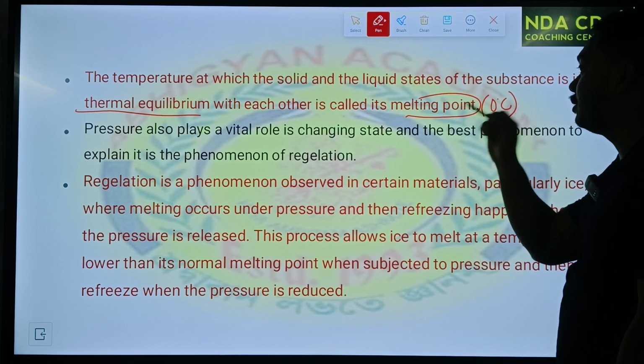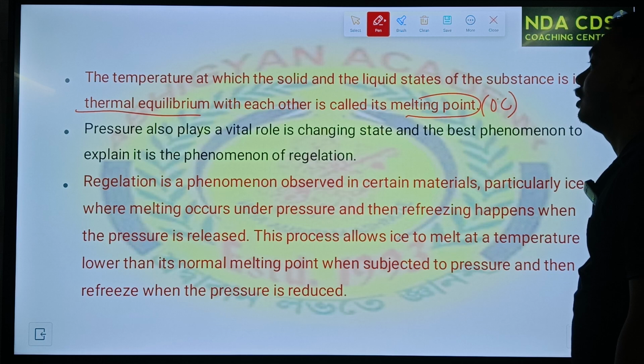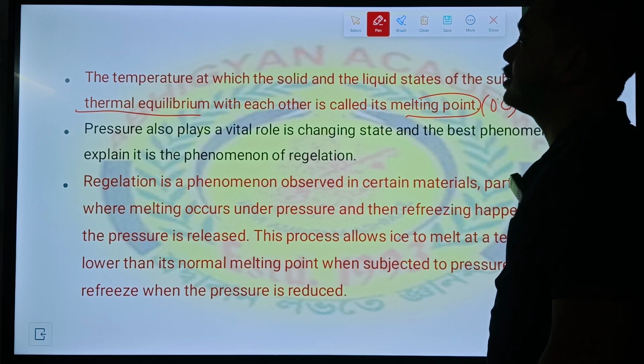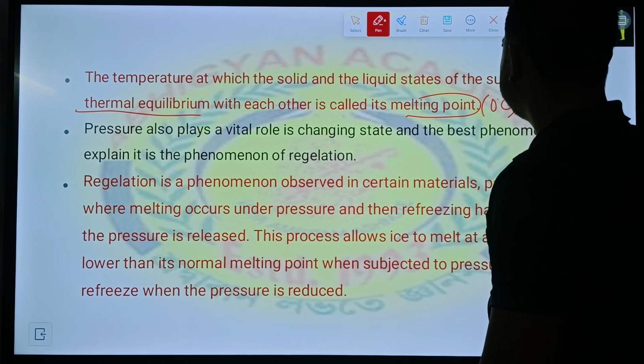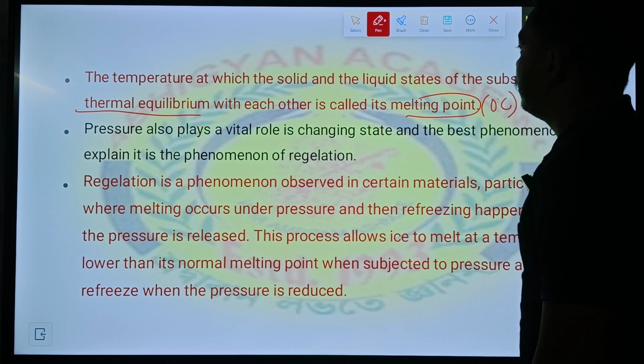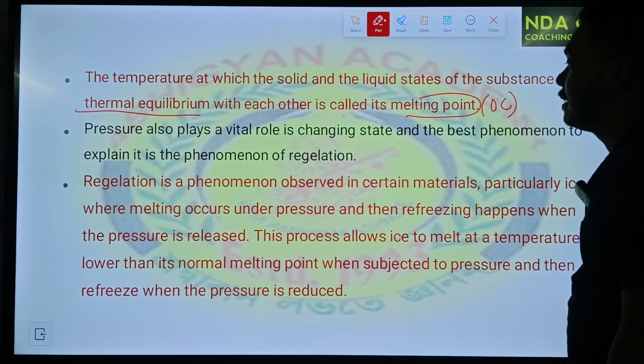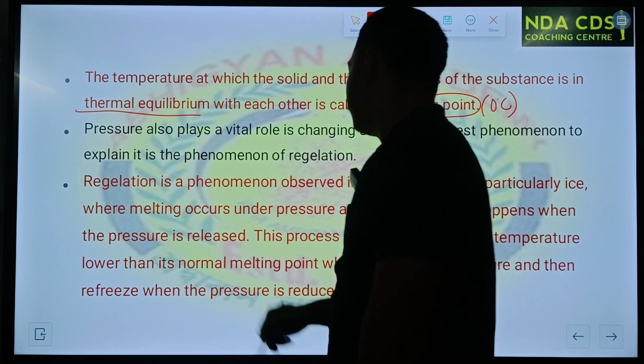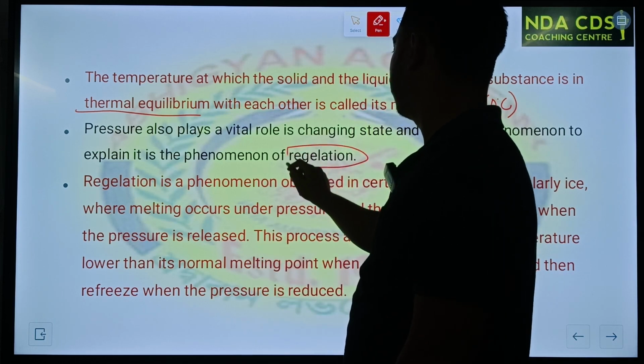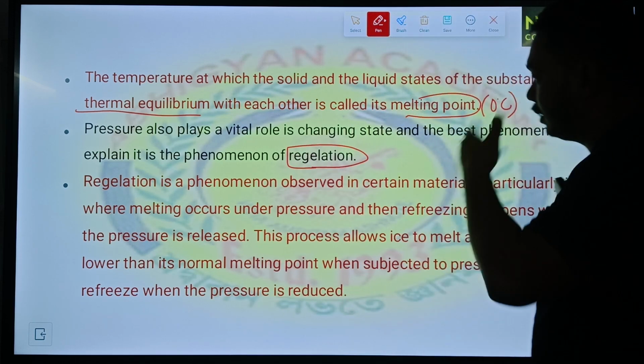In actual, this is how you define melting point. Actually, it is not that the solid substance or the ice melts at 0 degrees Celsius, so it's the melting point. No. After that, we have to learn a very important thing: regelation. Okay, write this down. I'll come to it.